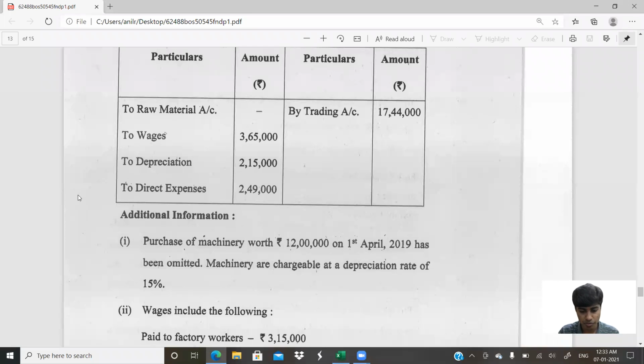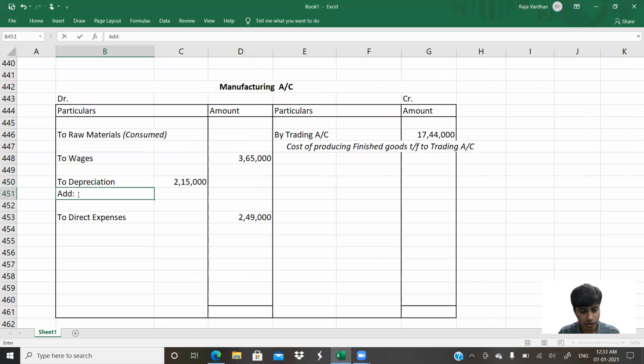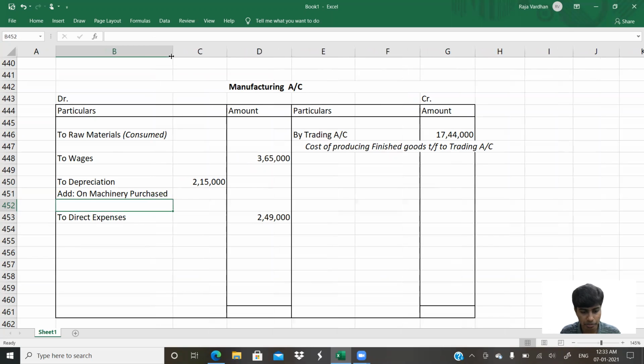Purchase of machinery worth 1 lakh. Okay. Depreciation on machinery purchased. You get that? On the machinery purchase, they have forgotten to add depreciation. I'm adding it now. How much is it?